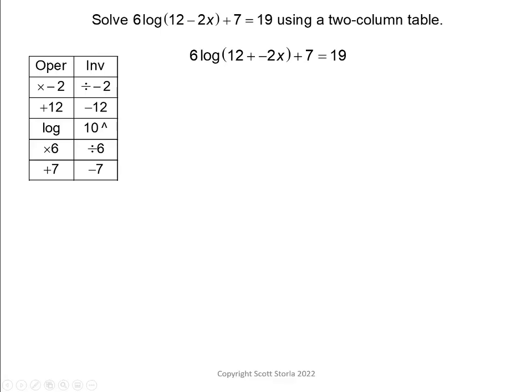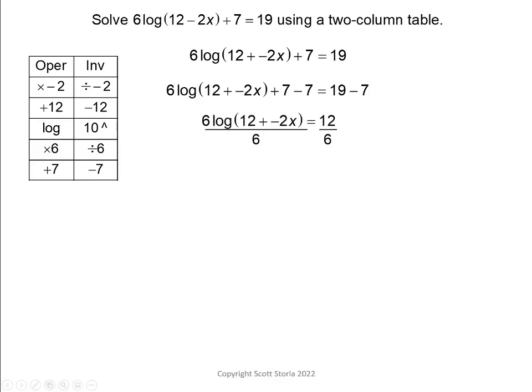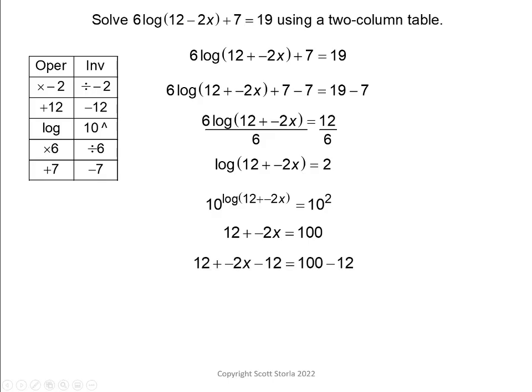Then I'll build my table. By order of operations, I would multiply first, add second, take log base 10 third, multiply by 6 fourth, and then add 7 last. So to undo my operators, I'm going to subtract 7 and simplify, divide by 6 and simplify, use both as exponents for a base of 10 and simplify, subtract 12 and simplify, and finally divide by -2 and simplify.